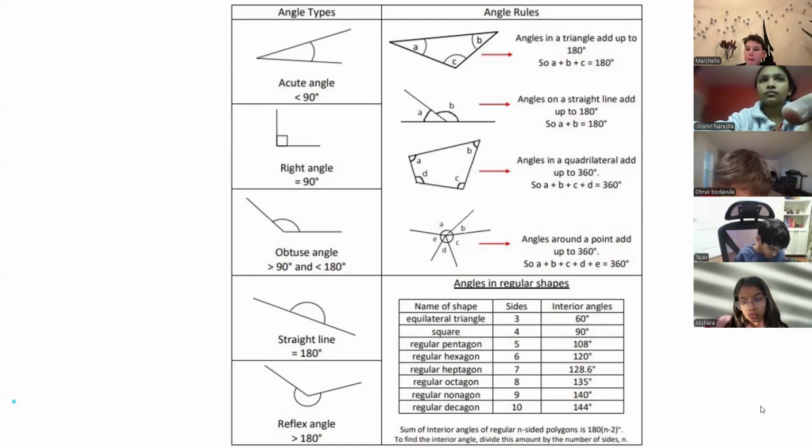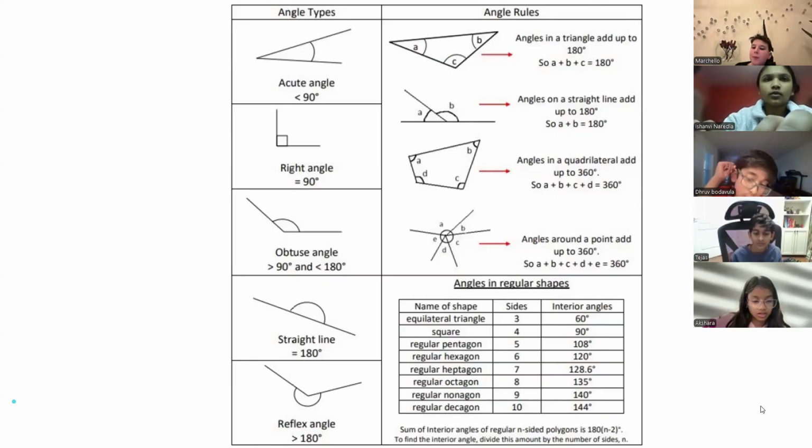Name of shape, regular octagon. Sides, 8. Interior angles, 135 degrees. Name of shape, regular nonagon. 9 sides, interior angles, 140 degrees. Name of shape, regular decagon. 10 sides, interior angles, 144 degrees.